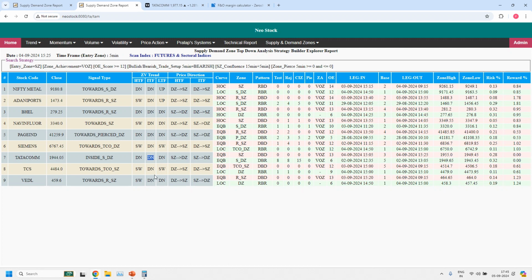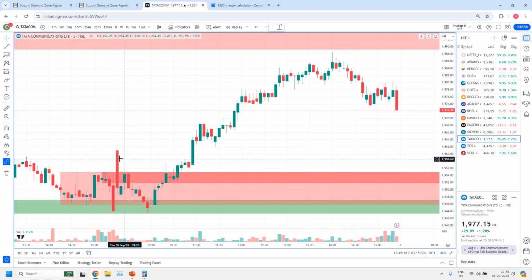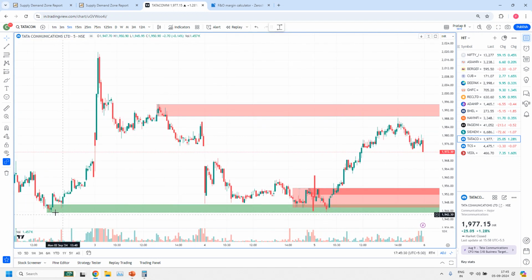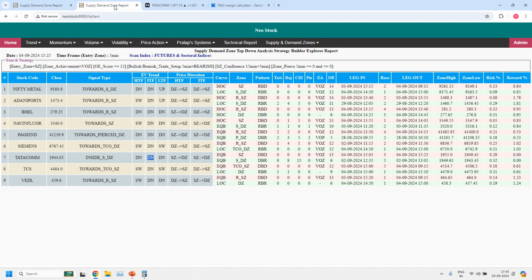Now because the 15-minute zone is also violated, the 15 minutes trend is changed to sideways. Once it has changed to sideways, immediately we should focus on who is responsible for the creation of this trend change, we need to identify. Already here we have a 5-minute zone available. Look at that, our report itself is telling. There is a 5 minutes demand zone.